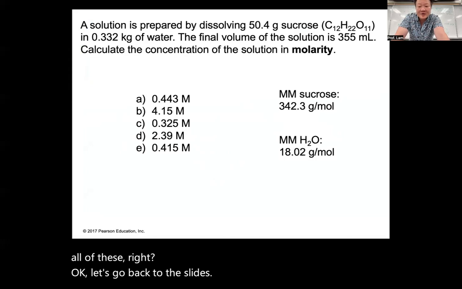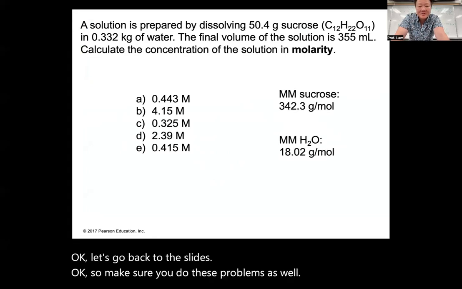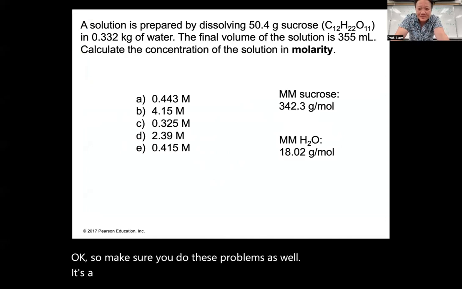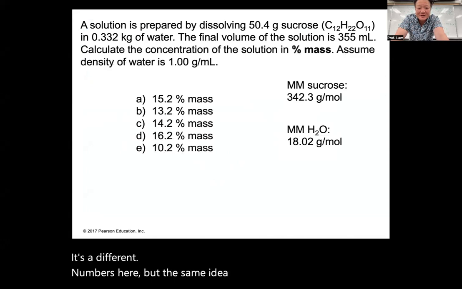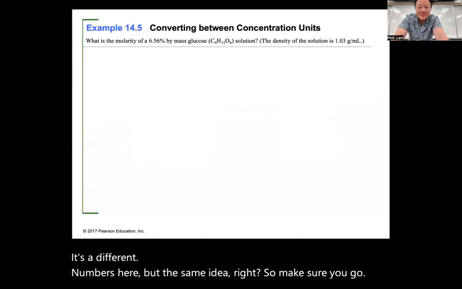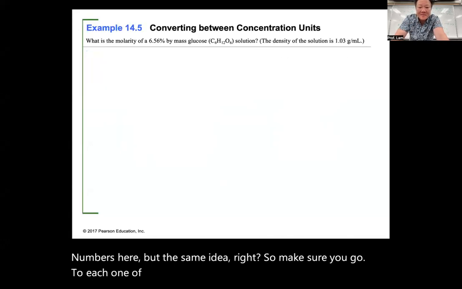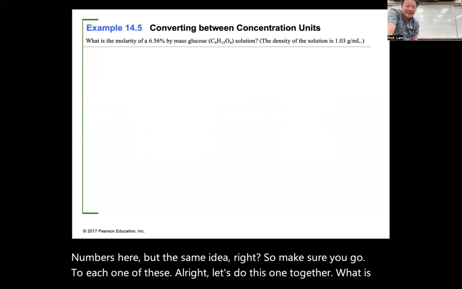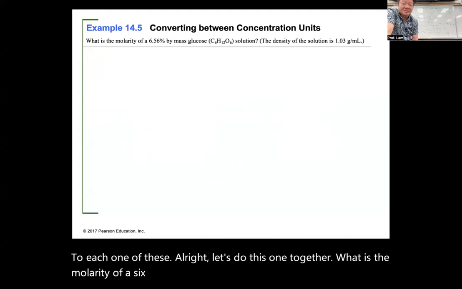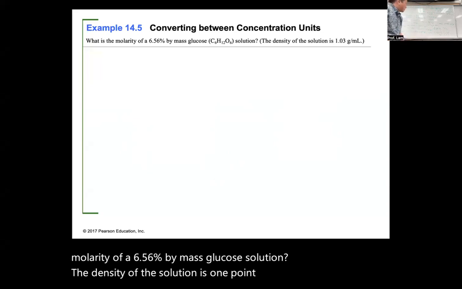Okay, so make sure you do these problems as well. They have different numbers here, but the same idea. So make sure you go through each one of these. All right, let's do this one together. What is the molarity of a 6.56% by mass glucose solution? The density of the solution is 1.03 grams per milliliter.